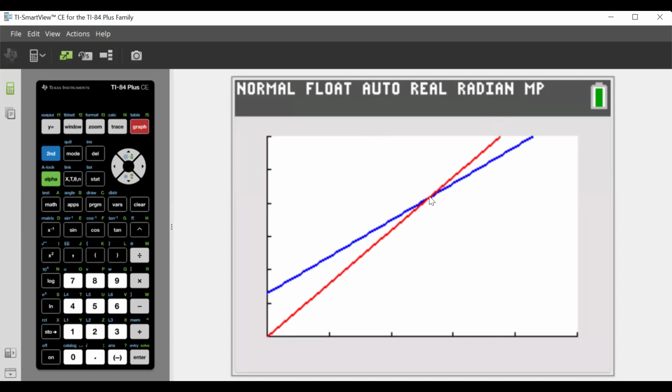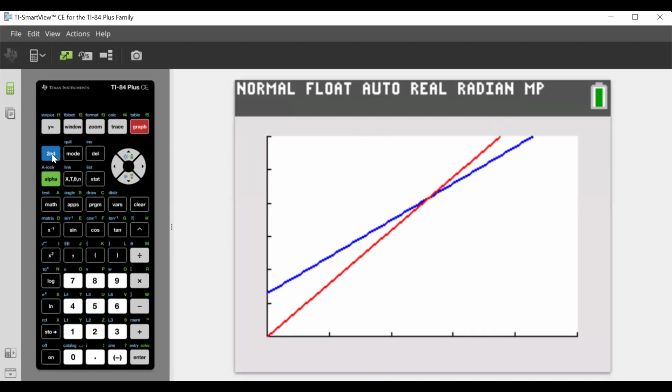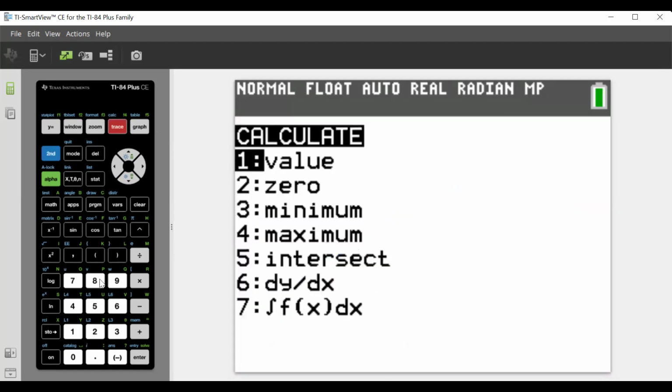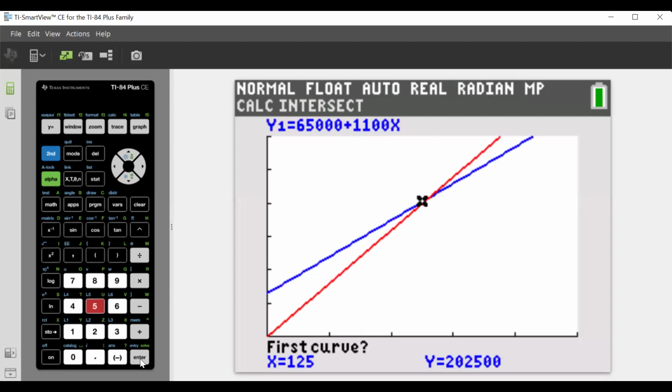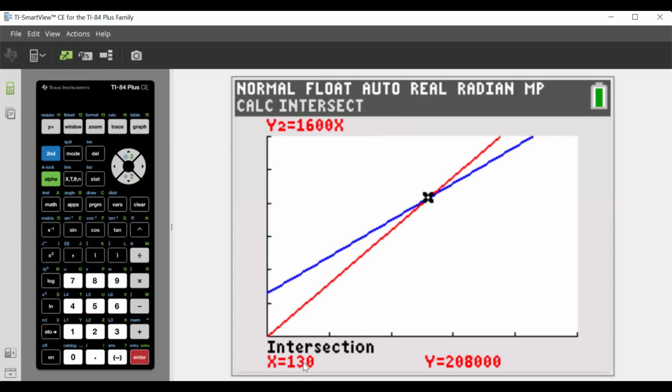And so now we have to find out what point that is as far as X and Y. So we'll do second trace 5, and enter first curve, enter second curve in our guess. And it says that we have to sell 130 mowers and we're going to make $208,000.